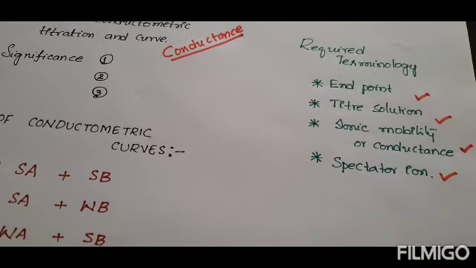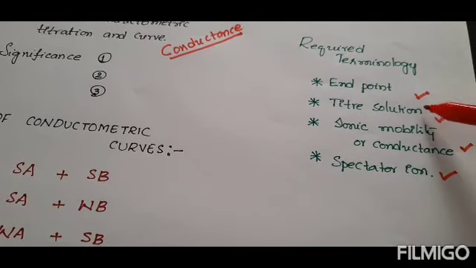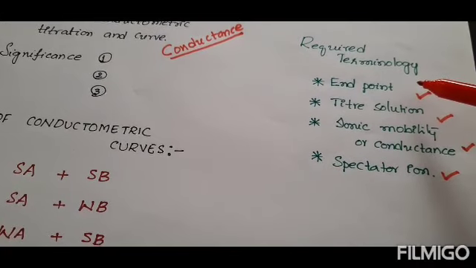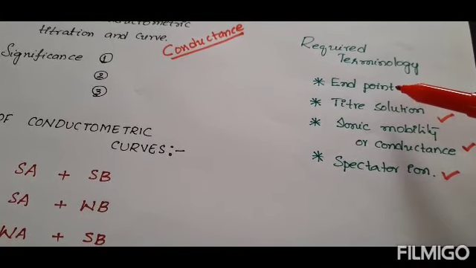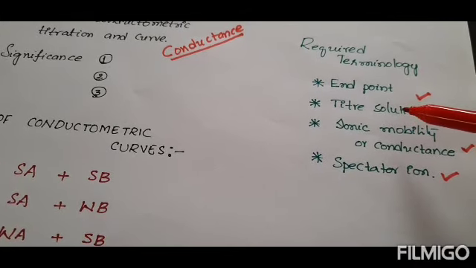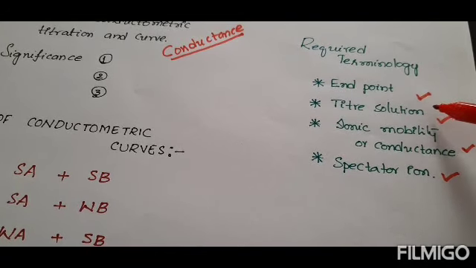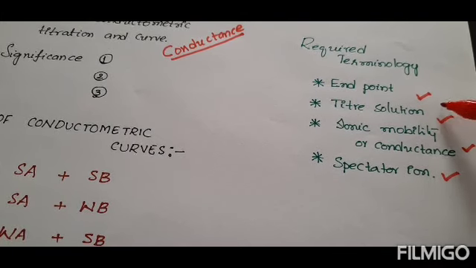What is called an endpoint? Where the equivalence of one reactant is equal to the other reactant in a given titration is called the endpoint. What is a titer solution? For better understanding, the solution which is taken in the burette, which is added as the time goes on, is called titer solution.